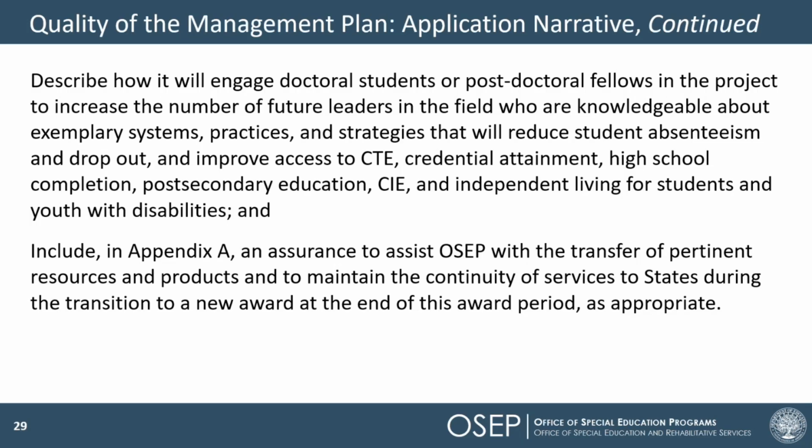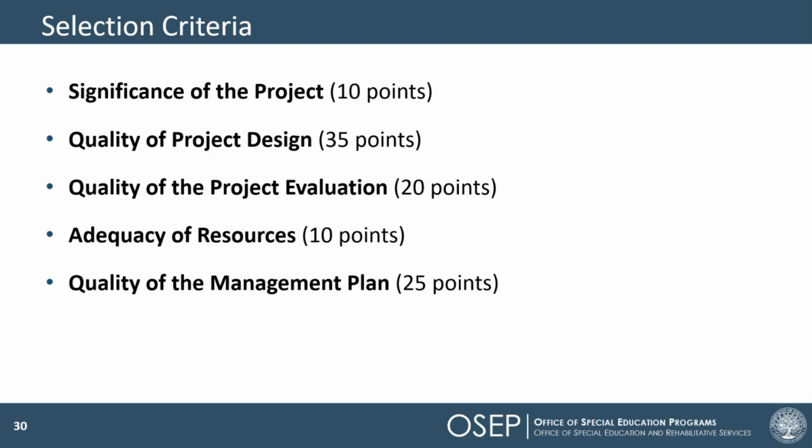Describe how it will engage doctoral students or postdoctoral fellows in the project to increase the number of future leaders in the field who are knowledgeable about exemplary systems, practices, and strategies that will reduce student absenteeism and dropout and improve access to CTE, credential attainment, high school completion, post-secondary education, CIE, and independent living for students and youth with disabilities, and include in Appendix A an assurance to assist OSEP with the transfer of pertinent resources and products and to maintain the continuity of services to states during the transition to a new award at the end of this award period, as appropriate. Slide 30.